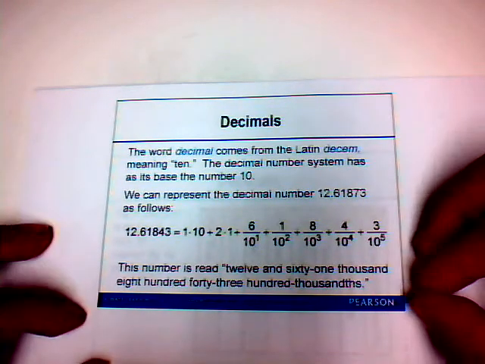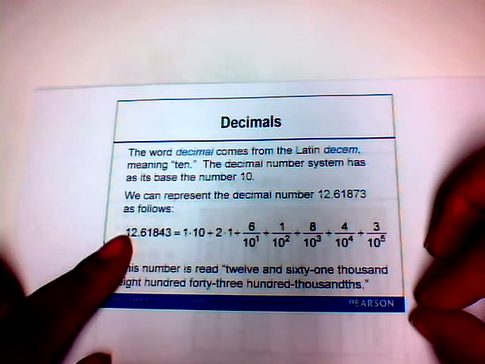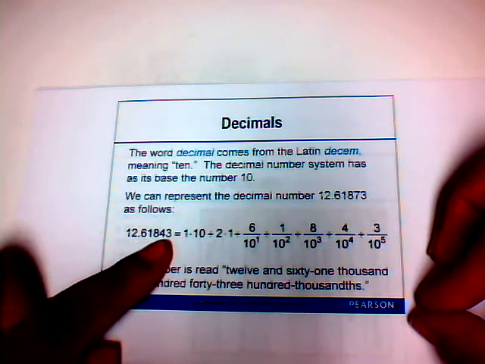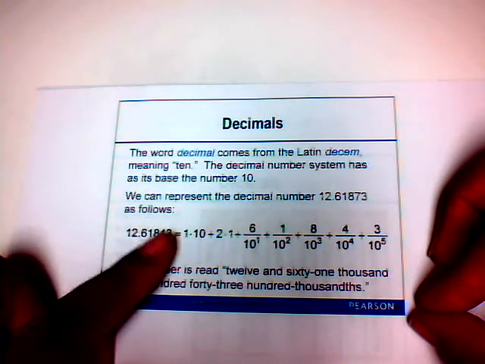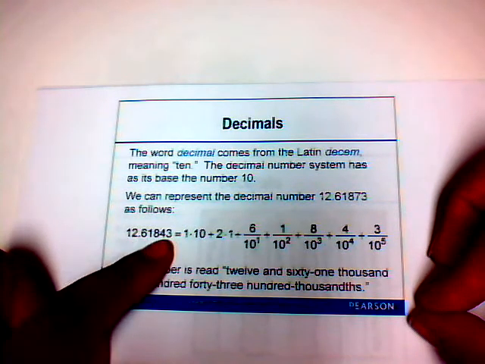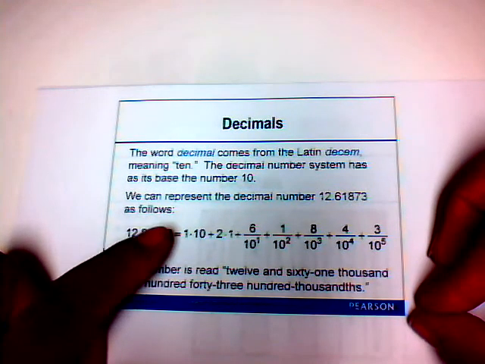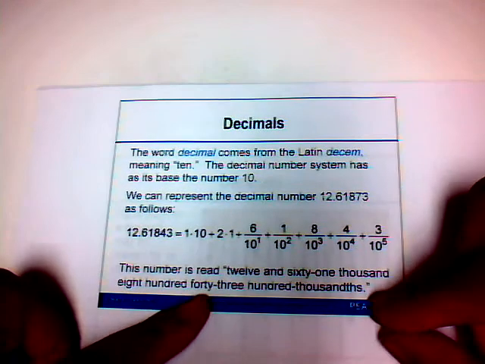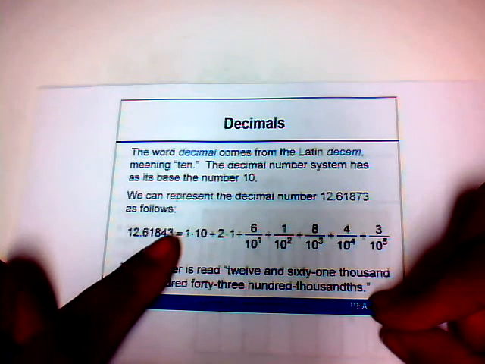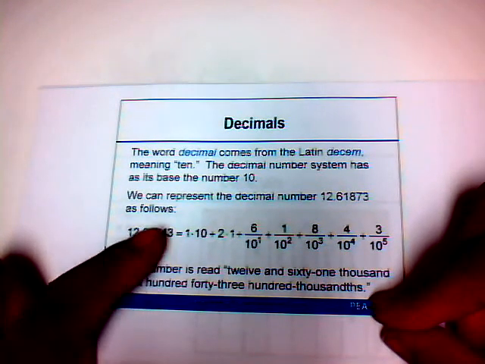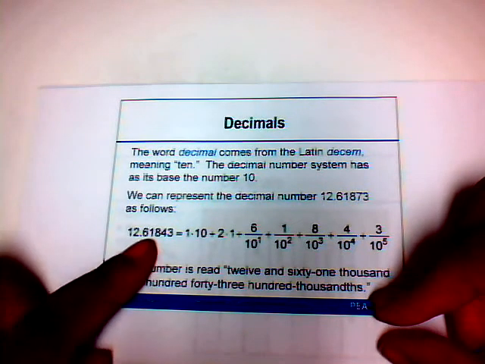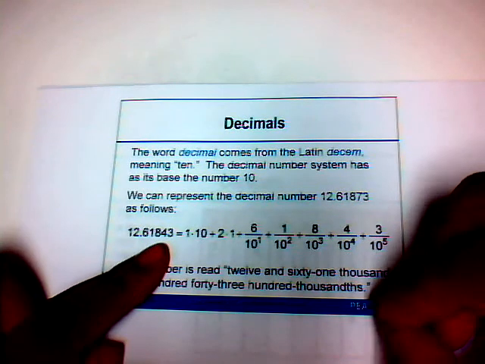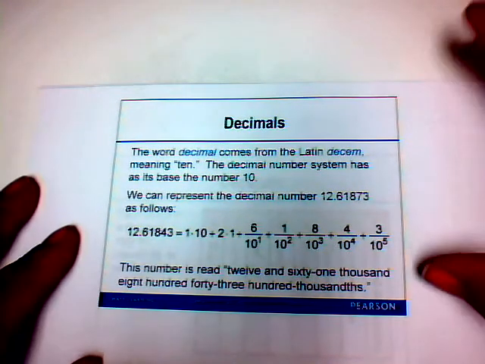Now, the correct way of reading this number is going to be this: 12 and, the decimal point represents the word and, then you'll read the number, and then you'll give that number the name of the place value position of the very last number. In this case, 61,843 hundred thousandths, because the last number is a 3 and it's in the 100,000ths place. So you give that number after the decimal point the name of the last place value position of the last digit.